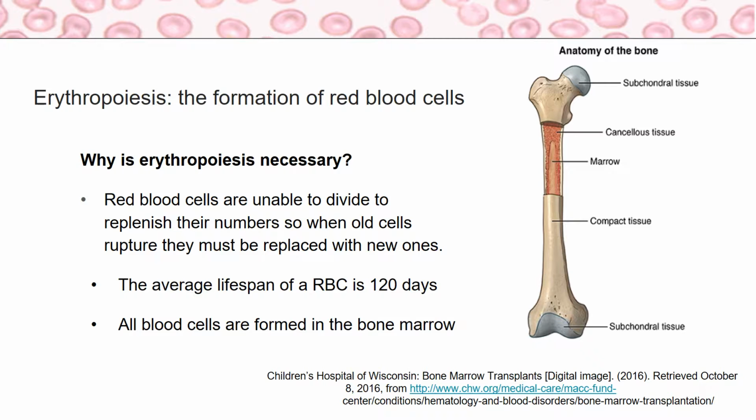It has to happen because unlike other cells, the red blood cells don't just divide when they get old, they die and they have to be replaced. So when the kidney senses that there aren't enough red blood cells in the body, it secretes a hormone called erythropoietin, which travels to the bone marrow, stimulating red blood cell production.